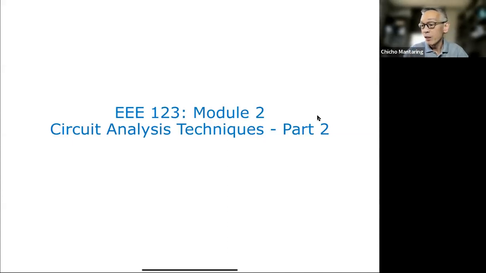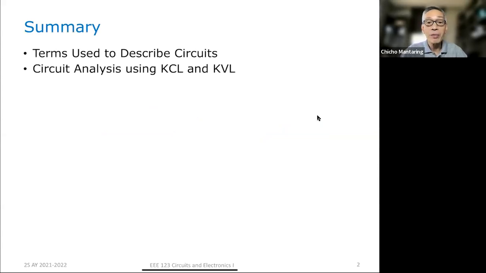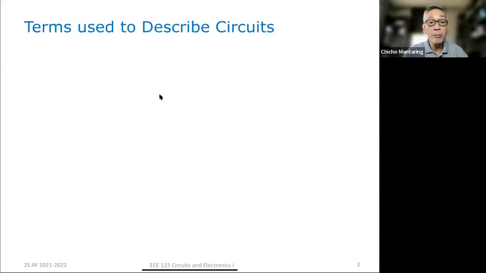Okay. So now we're going to be analyzing circuits where there are plenty of unknowns in the circuit. I'm going to start with a description of terms used to describe circuits. So this is just terminology. And then we're going to go into circuit analysis using Kirchhoff's current law and Kirchhoff's voltage law. Okay, terms used to describe circuits. These are just definitions.